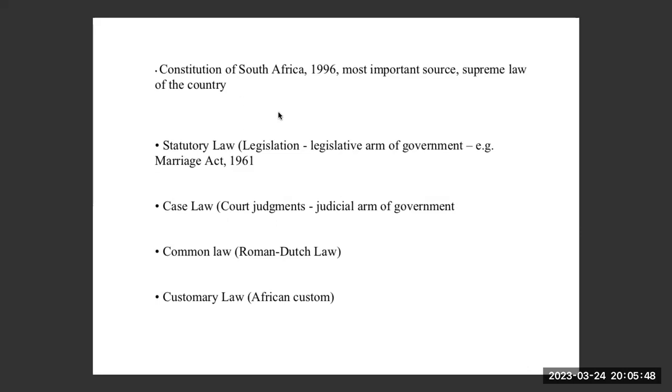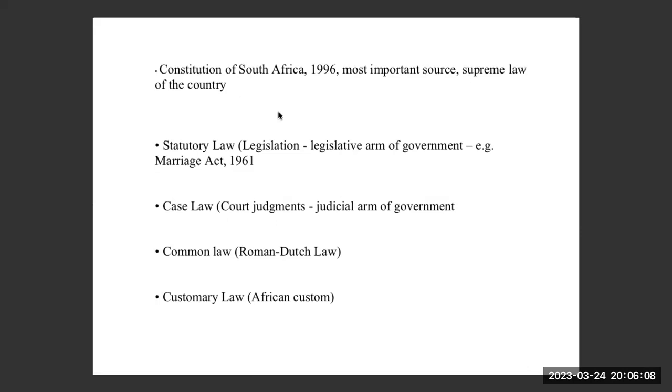Then you will have a look: if it's a matter within marriage, maybe you're dealing with a divorce or something, then you check the Marriage Act of 1961 to find out what the Marriage Act says about this. You will find your answers there.